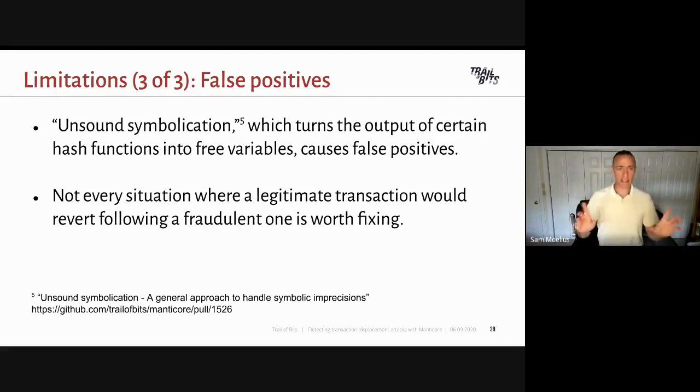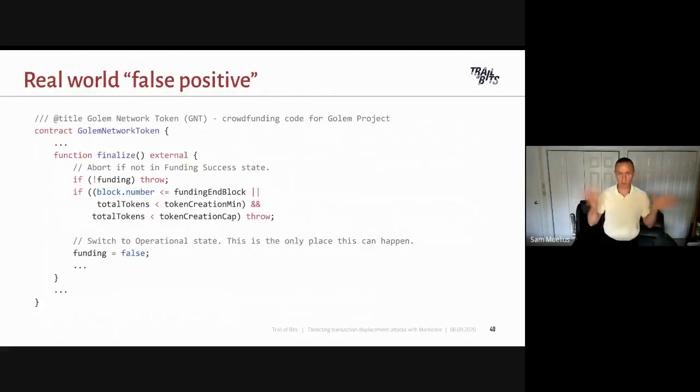All right, second, I'm going to use "false positive" in air quotes here. Not every situation where a legitimate transaction would revert following a fraudulent one is necessarily worth fixing. And I'm going to show you a real world example here. The Golem network token, this is an ERC20 token, if you're familiar with that, had an ICO a few years ago.